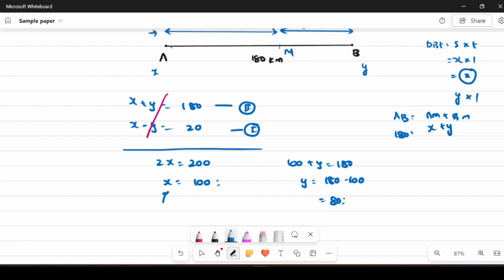So x is the speed of the car which is starting at point A, and y is the speed of the car which starts at point B. So the speeds of the cars are 100 km per hour and 80 km per hour. You can write the conclusion. Hope this is clear.